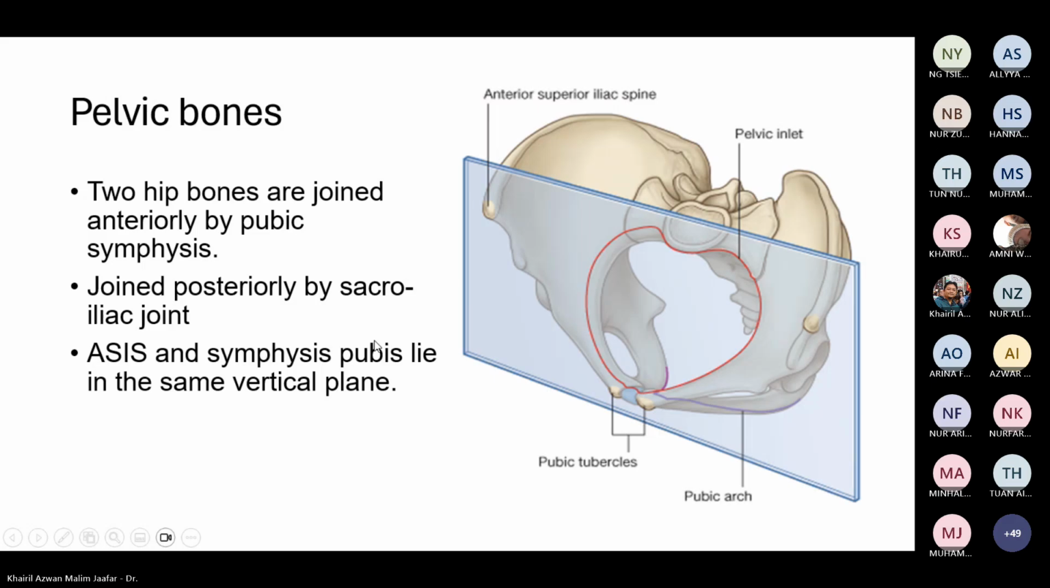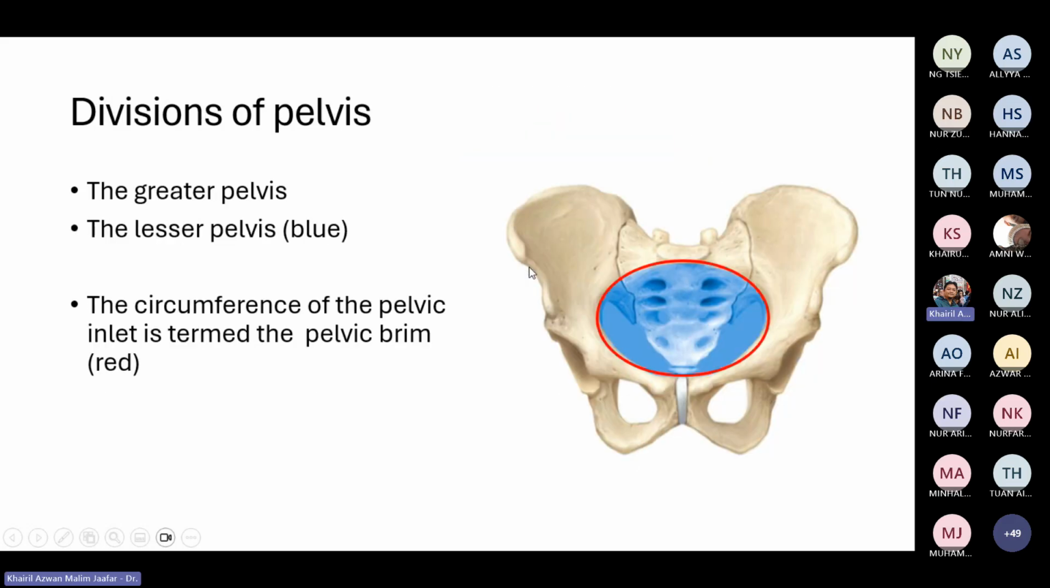Okay, this one has some information. Division of the pelvis: greater pelvis and lesser pelvis. Lesser pelvis is inside this very restricted area, the blue area. The greater pelvis is from the iliac crest over here, and the upper part is bounded externally by this red line. This red line is called the pelvic inlet or pelvic brim.